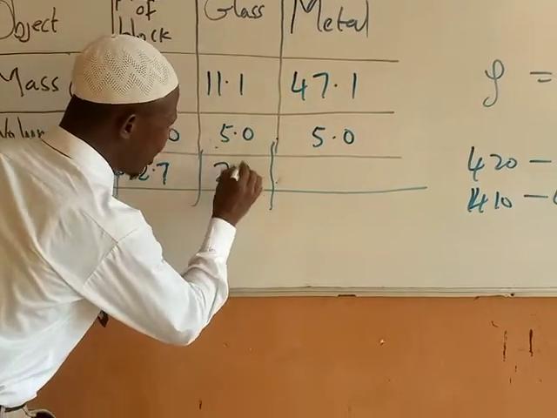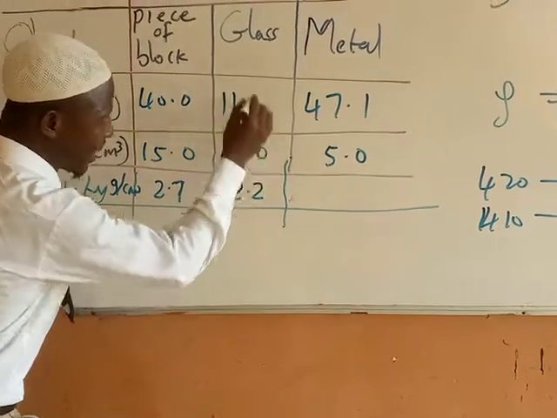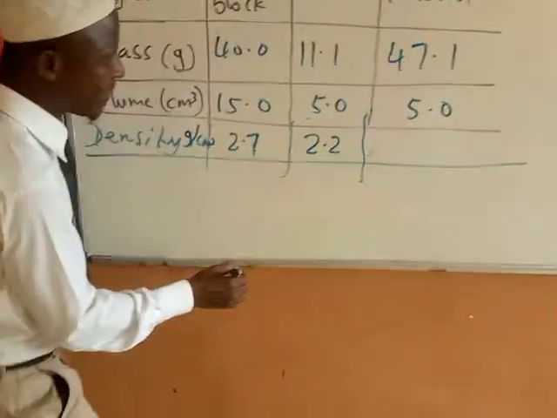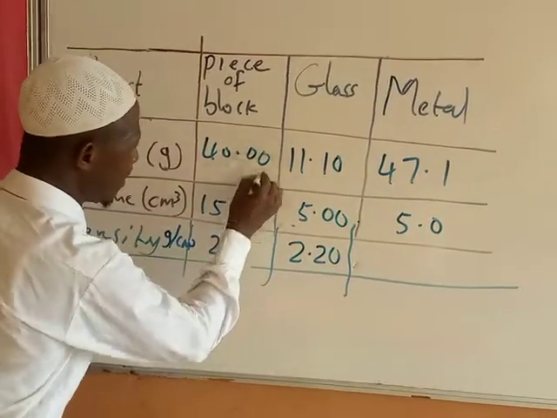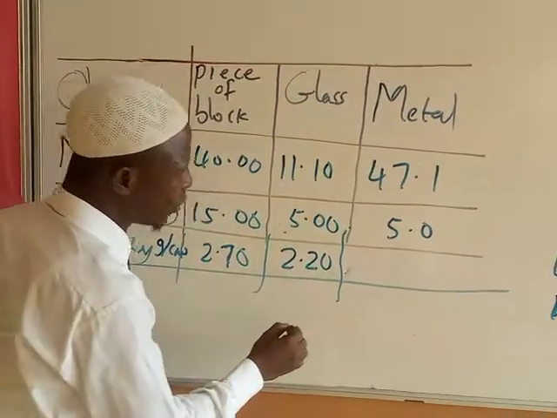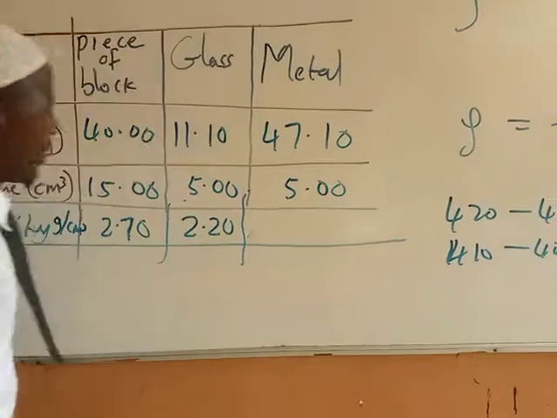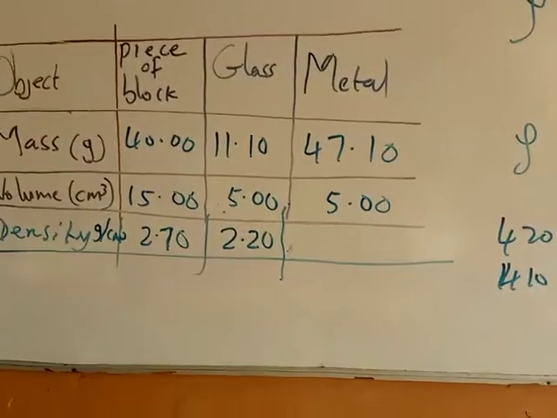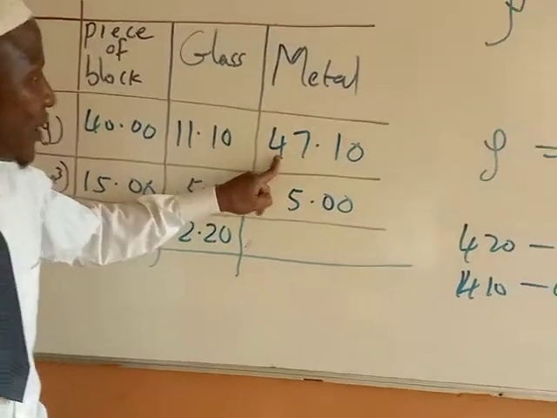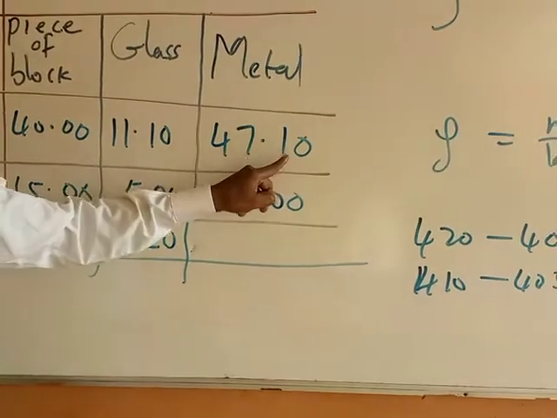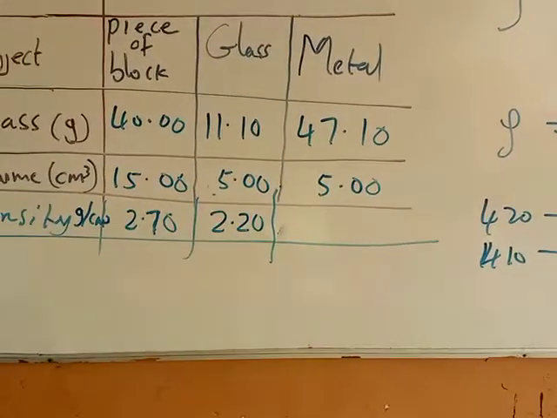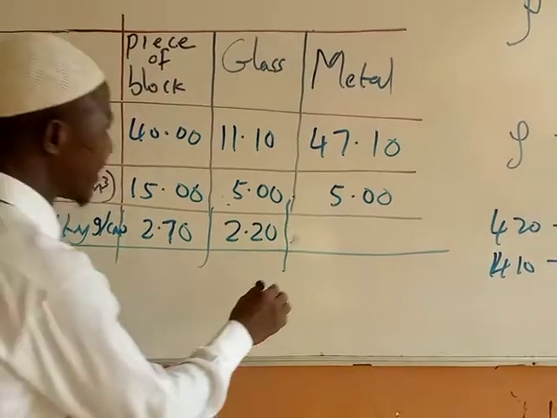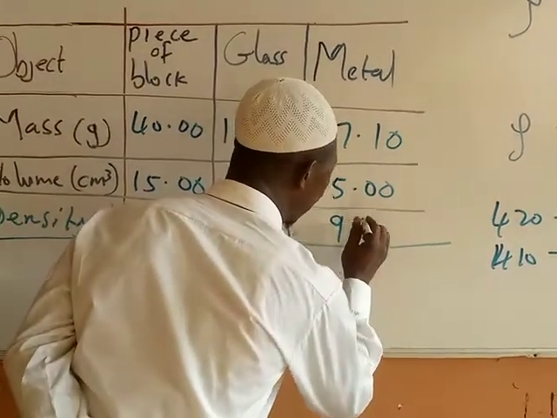2.22. If it is 22, in that case, we will change everything to two decimal places, to make it what? Uniform. Now the third one, which is metal, the mass is 47.1. Then the volume is 5. 9.40. So the density is 9.40.